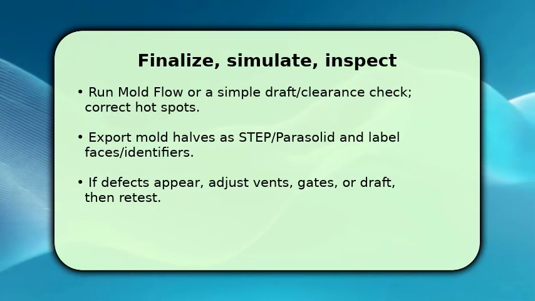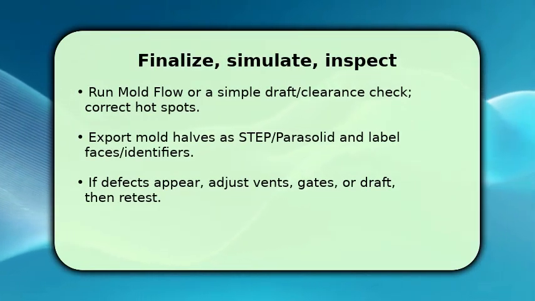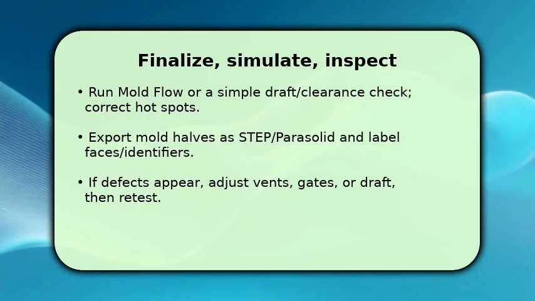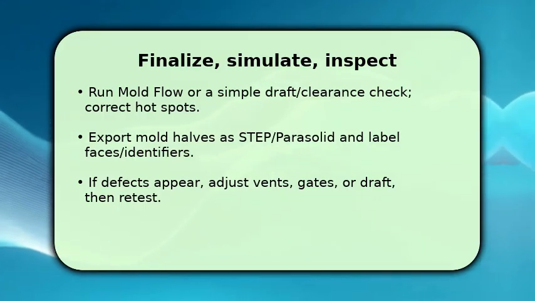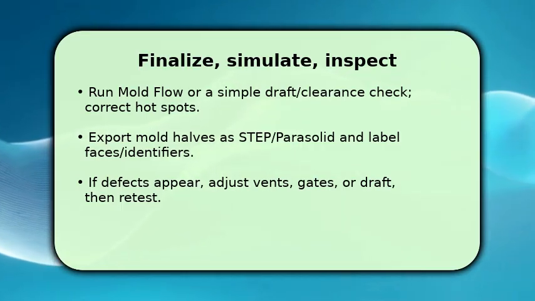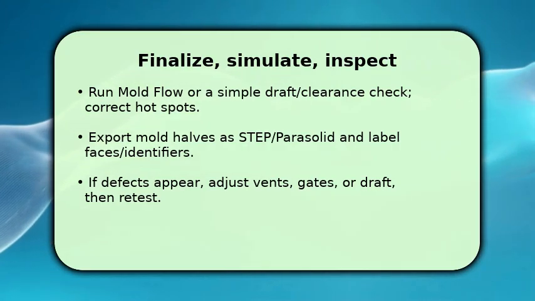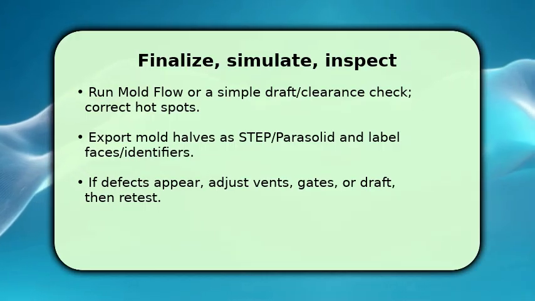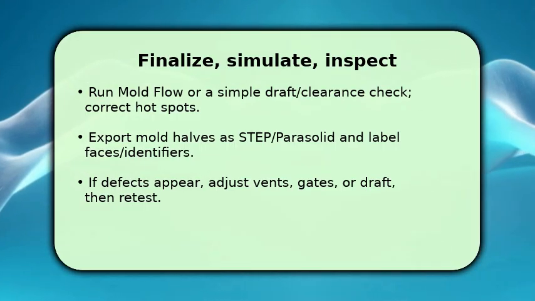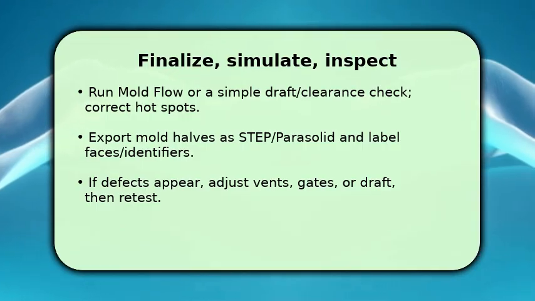You finish by validating and exporting. Run a mold flow simulation or perform manual checks for undercuts, thin walls, and venting. If you see air traps or cold spots, move gates, add vents, or increase wall thickness in problem zones. These changes improve fill and reduce porosity. Then clean up part names, add identifiers to faces, and export the mold halves as STEP or Parasolid for machining. If things go wrong, inspect the simulation hotspots and iterate on gates or draft angles.